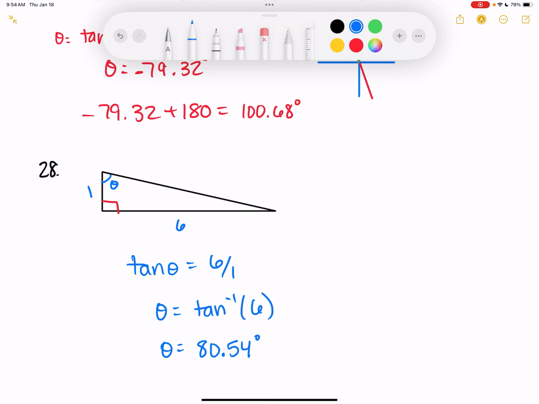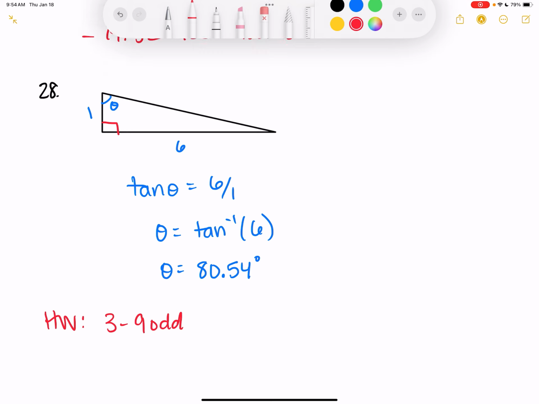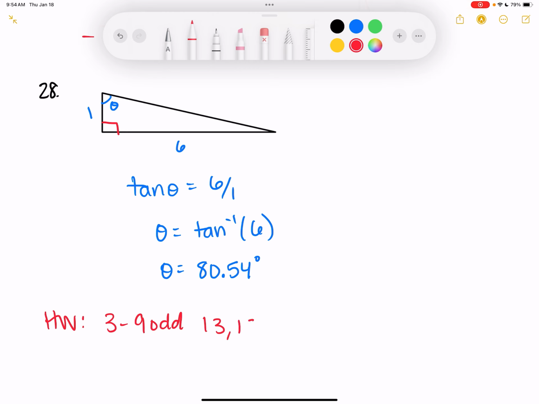Alright, I think that's all for this section. So, problems are 3 through 9 odd, 13, 15, 17, 23, 25, and 27.